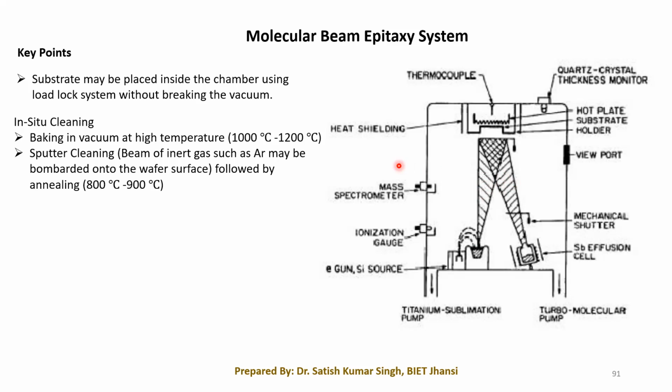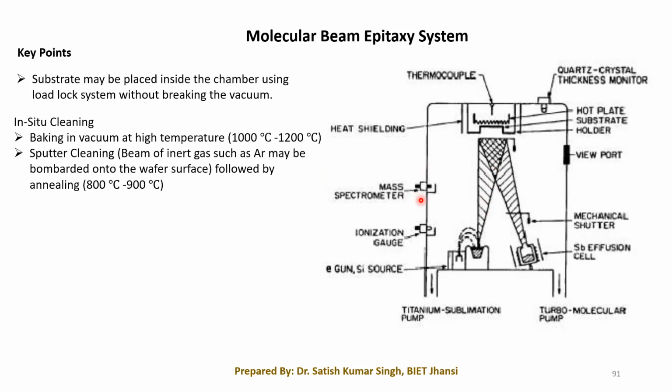So by seeing this, we can give a particular feedback to the system. Because this is all microprocessor controlled, the composition of each and every element can be controlled. Either we can control the mechanical shutter or we can control the temperature within the effusion cells, so that the rate of emission of the dopant material and our epitaxial material can be controlled. That can be done by having this mass spectrometer.